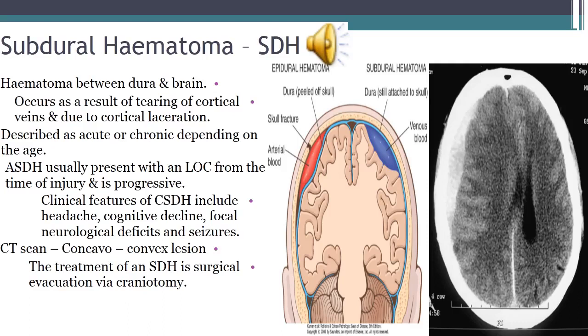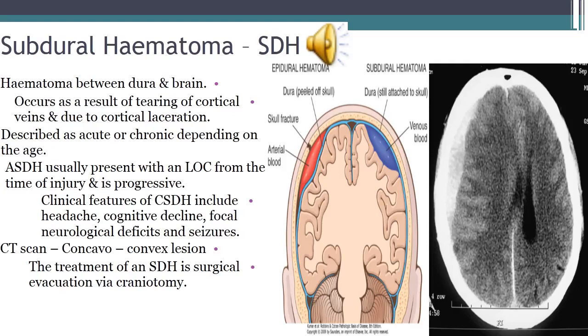In imaging by CT scan, it will appear as a concave-convex lesion. In the acute one, there will be a hyperdense lesion, crescent or concave in shape, and in the chronic one, there will be iso- to hypodensity, also concave in shape.